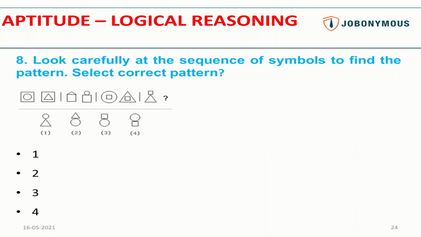Now we move on to the logical reasoning type questions. So here this is given to you. Look carefully at the sequence of symbols to find the pattern. Select the correct pattern. So this pattern is given to you, and then you have to find what pattern is suitable for this question mark. 1, 2, 3, 4. So here the correct answer is 3, this one.